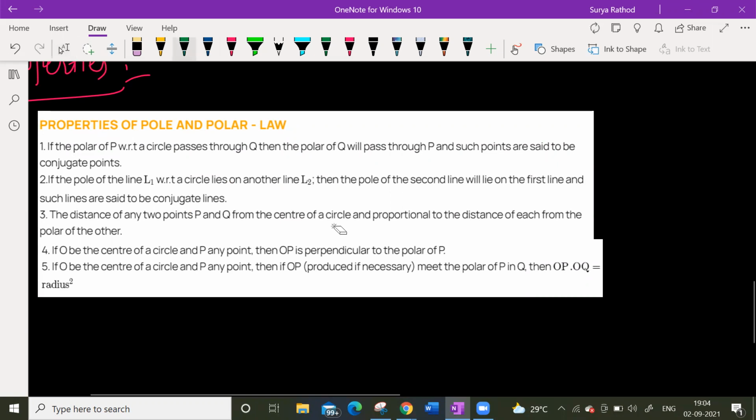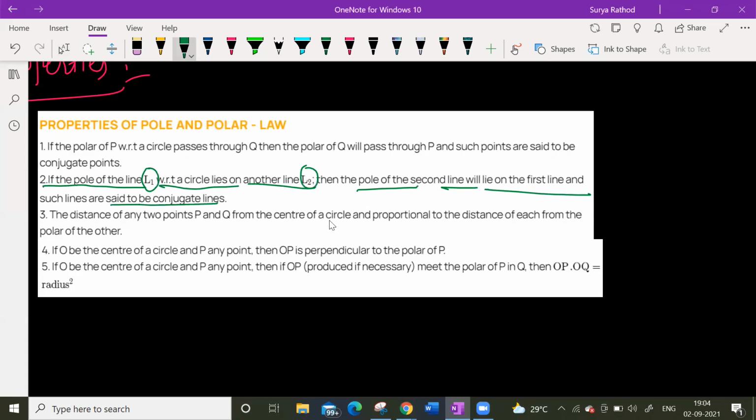Okay. If the pole of a line L1 with respect to a circle lies on another line, then the pole of the second line will lie on the first line, and such lines are said to be conjugate lines. If both points pass through each other's polars, they are called conjugate points. If lines lie on each other's poles, then the lines are called conjugate lines to each other. Getting my point? Yes, sir. Points passing through each other means conjugate points, lines lying on each other means conjugate lines, as simple as that. Please go through these notes.